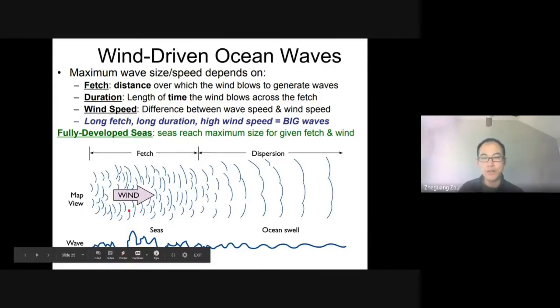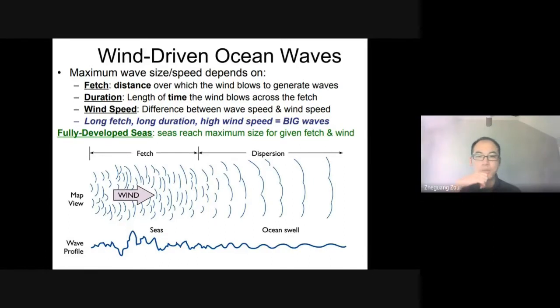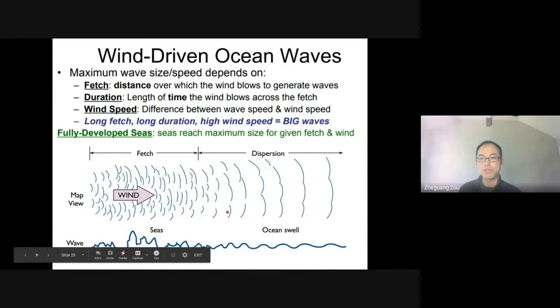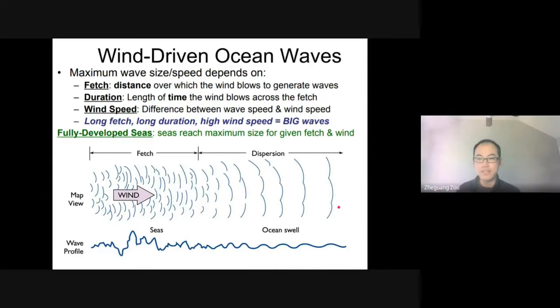Over the lifespan of the waves, there are different stages. When the waves are still in the fetch, these are seas: highly irregular, highly interfering waves. When they propagate further, we know waves are dispersive, so longer wavelengths travel faster and smaller wavelengths travel slower. Waves start to have different speeds. Some travel faster, some slower, so we can see very regular waves.